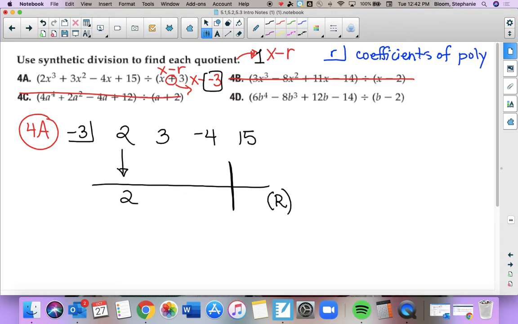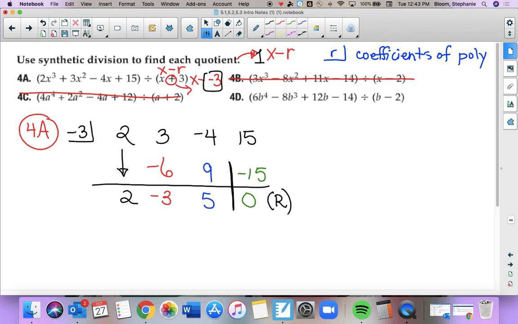Okay, so then here's how this works. You bring down your first coefficient. You multiply those two together. So I take 2 times negative 3, which is negative 6. Then I add these two numbers together. So 3 plus negative 6 is negative 3. Then I take that number and I multiply it by my r. So negative 3 times negative 3 is 9. Then I add those together. Negative 4 plus 9 is 5. And then I multiply 5 times my r, which is negative 15. And what does that give me? 0. So I have no remainder.